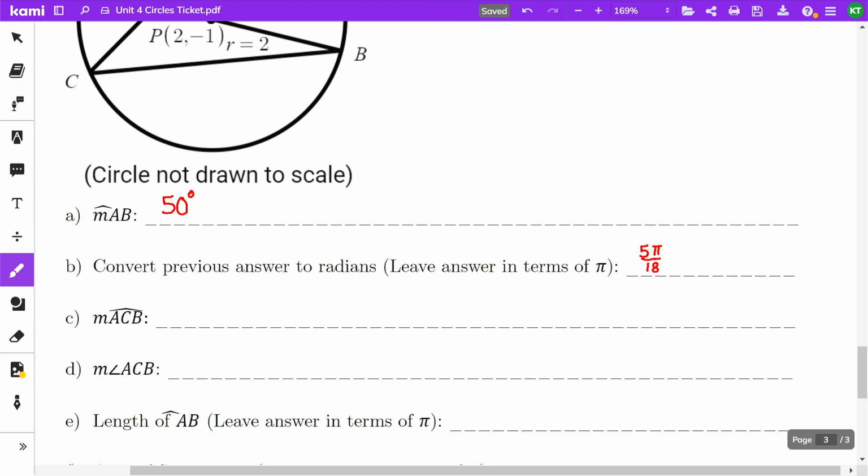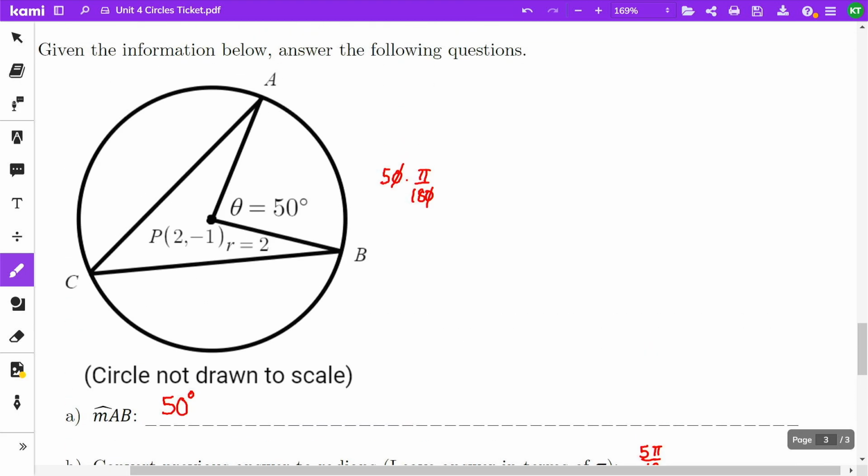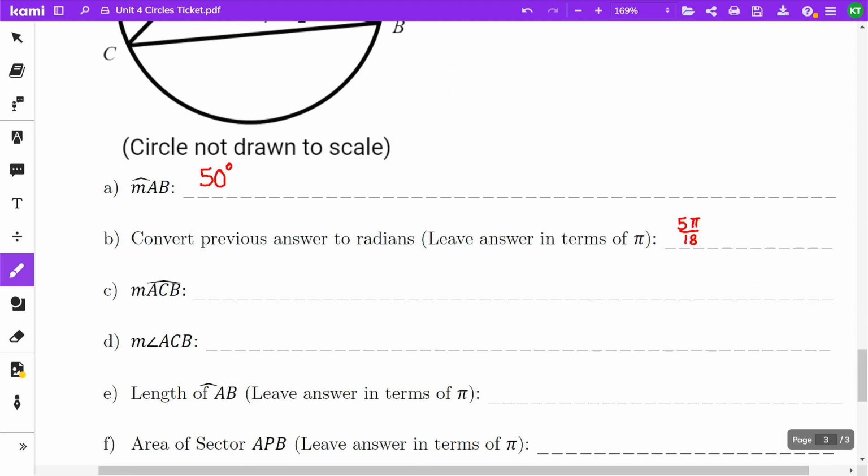Then I'm going to have arc ACB, and that means I'm just going to go ahead and subtract 50 degrees from 360 because that's just everything that's not arc AB, which will leave us with 310 degrees.